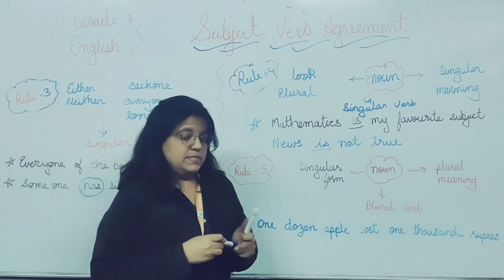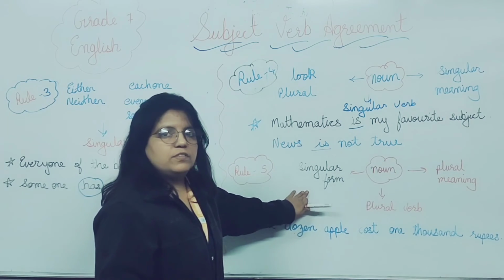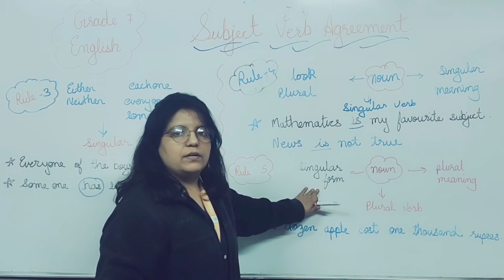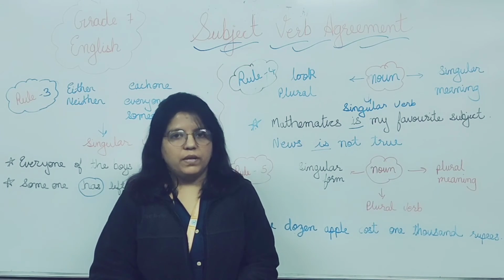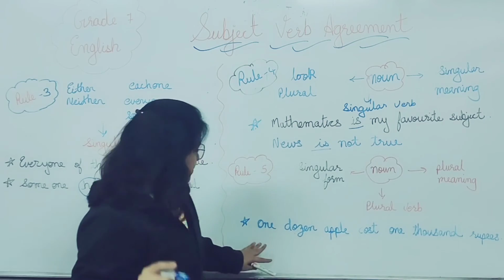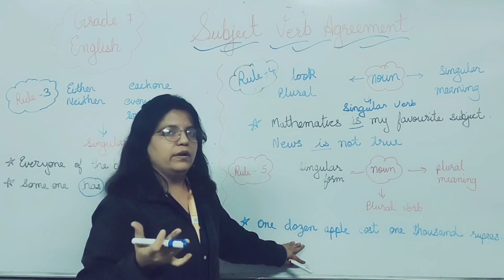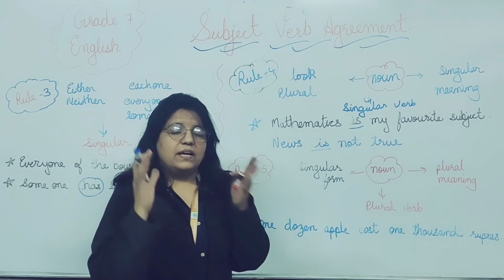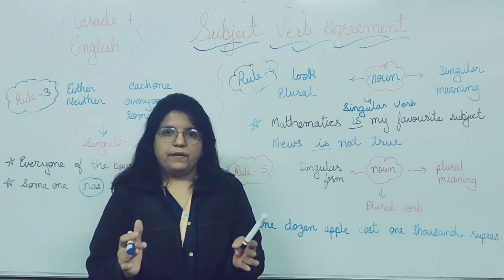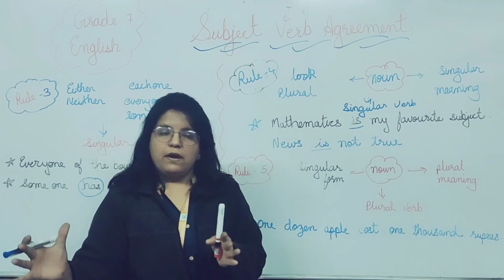Now the total opposite of this, there are some words which look like singular but they have a plural meaning. So what we will do? What are these types of words? First see, one dozen, dozen. Now dozen looks like singular. Dozen apple looks like singular, right? But they have a plural meaning. You all know dozen means 12, right?